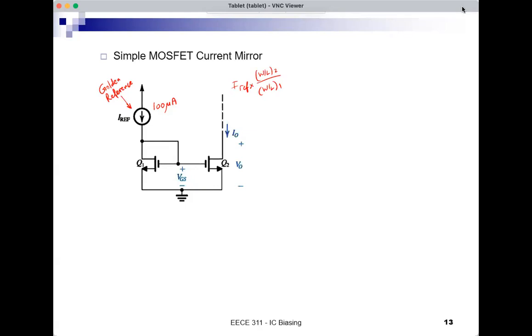Let's say I want to build a current source, which is in some other part of the circuit. I need a current source, which is 450 microamp. Would I repeat the IREF and Q1? And no, I don't need to do that. I'll just take this and this.